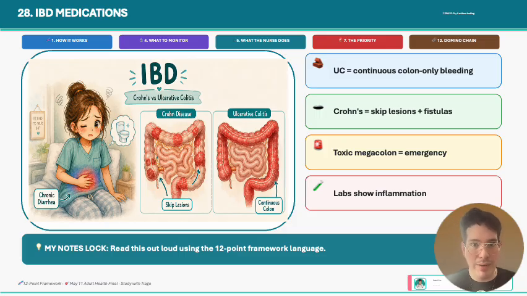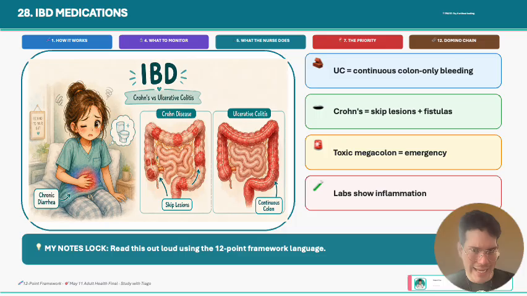Immunomodulators and biologics such as anti-TNF medications like Remicade or infliximab or adalimumab are used for more moderate to severe disease or refractory disease, right? The safety point is infection screening, including TB screening before biologic therapy. So the nurse should also teach infection precautions and when to report fever or signs of infection.